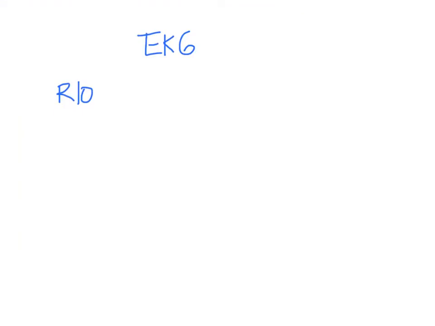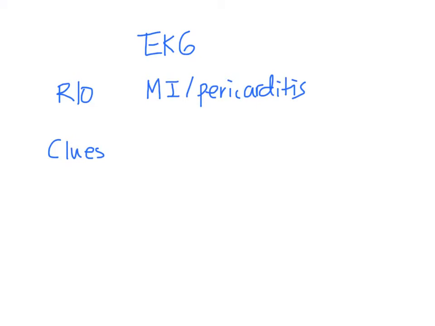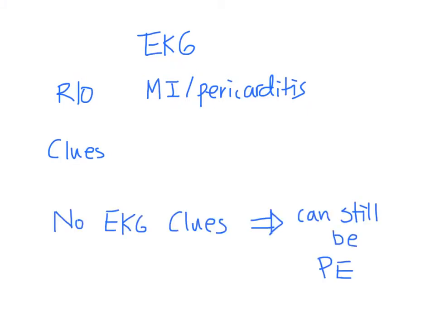Therefore, we use ECG first to rule out other diagnoses, and then we look for other clues that may point towards a PE. Remember that these clues are not present in every patient with PE. Therefore, even if there are no ECG clues, the patient can still have a PE. EKG is not a confirmatory test.